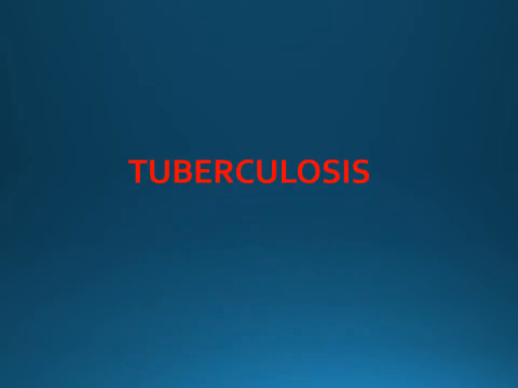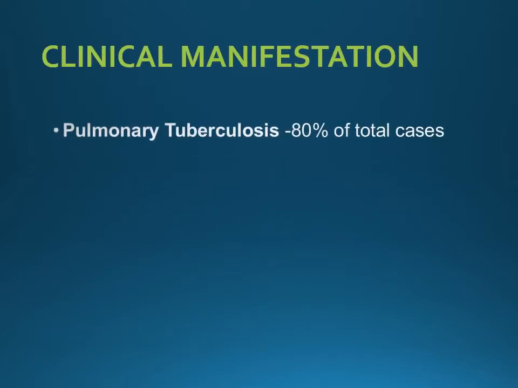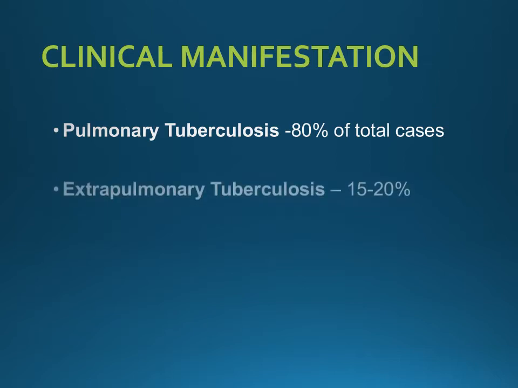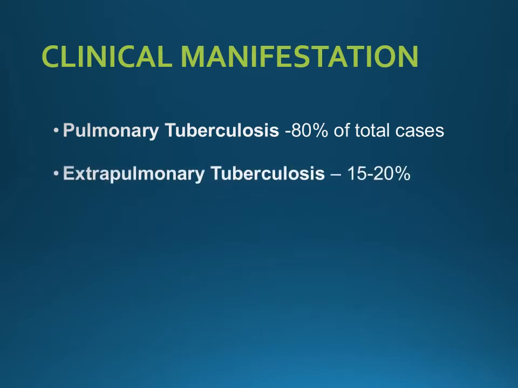In tuberculosis, the patient comes with the common complaints of fever, cough, sweating, weight loss and anorexia, that is, there is no desire to have food. So, which part of the body can be affected by tuberculosis? Maximally, the cases of TB come with lung infection, that is pulmonary tuberculosis.